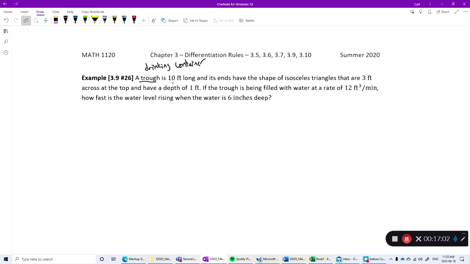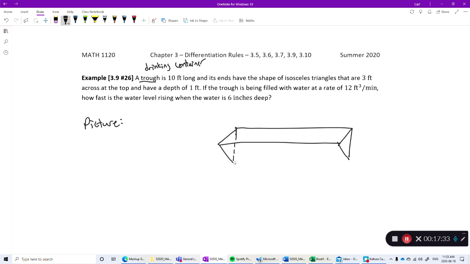A trough is 10 meters long, and its ends have the shape of isosceles triangles. Okay, let me start drawing a picture already, because I know I need to have a trough 10 feet long, and its ends have the shape of isosceles triangles. So let's maybe draw it like this. So it's good to try to draw it three-dimensionally if you can. It can be challenging. So there's my trough. And I'm pretty good at that because I've done it lots of times.